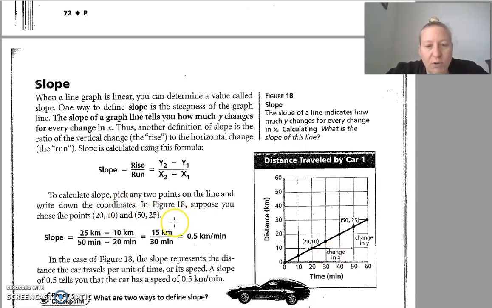So what you're going to do is take the y-axis and take 25 minus 10, which gives you 15 kilometers. On the run side, you take 50 minus 20, which gives you 30 minutes. So your slope is going to be 0.5 of a kilometer per minute. In this case, figure 18, the slope represents the distance the car travels per unit of time, or speed. A slope of 0.5 tells you that the car speed is 0.5 of a kilometer per minute.